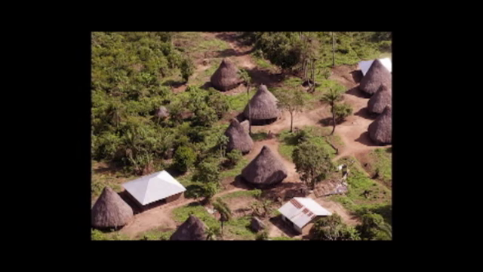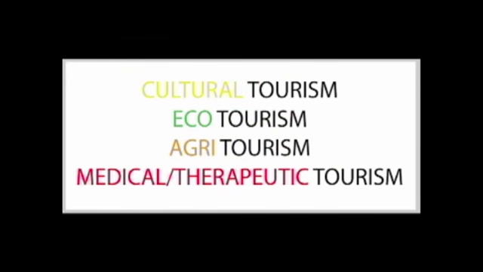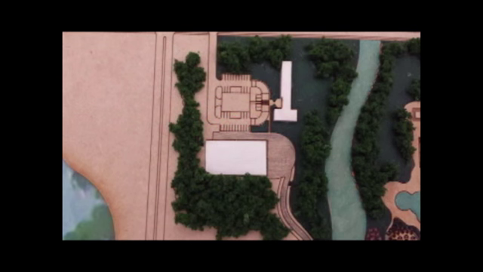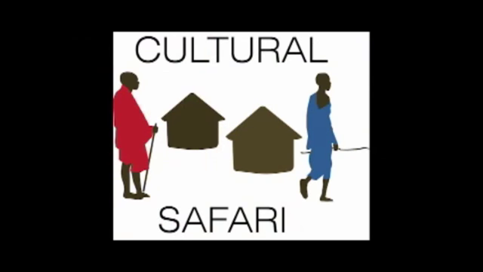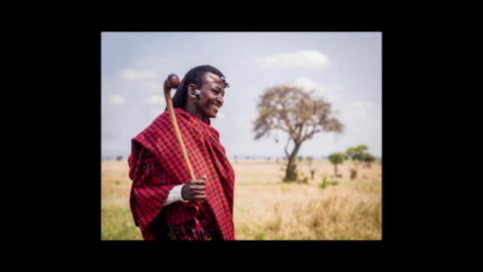The mission of the Hospitality District is to provide therapeutic recreational experiences in the four dimensions of tourism: cultural, ecological, medical, and agricultural, to visitors in a way that demonstrates and embodies the Ubrica model. The design scope managed by Team SPV is a cultural safari, which includes 42 tribal villages and a tribal museum, and therapeutic facilities, which include a wildlife rehab clinic and the Unity Lodge.